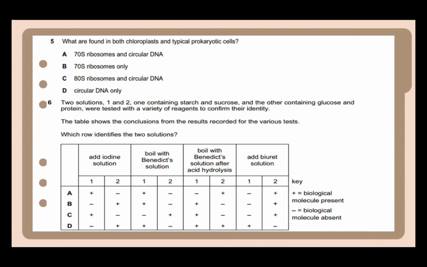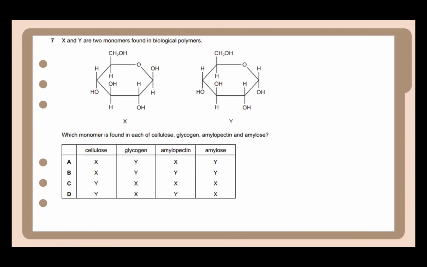What are found in both chloroplasts and typical prokaryote cells? The answer is 70S ribosomes and circular DNA. Two solutions, one containing starch and sucrose, and the other containing glucose and protein, were tested with a variety of reagents to confirm their identity. The table shows the conclusions from the results recorded for the various tests. Which row identifies the two solutions? The answer is C. X and Y are two monomers found in biological polymers. Which monomer is found in each of cellulose, glycogen, amylopectin, and amylose? The answer is B.